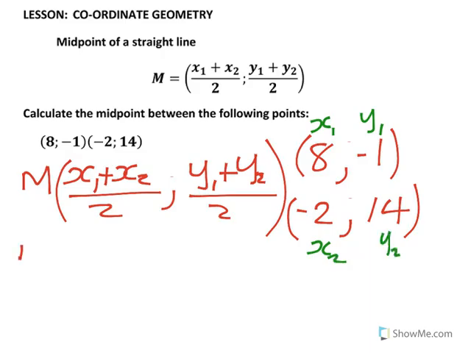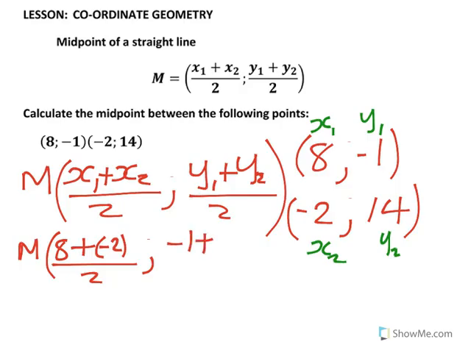So your midpoint then will become your x1 there is 8 plus your x2 is minus 2 over 2, and then you have got your y1 is minus 1 plus your y2 is 14 over 2.